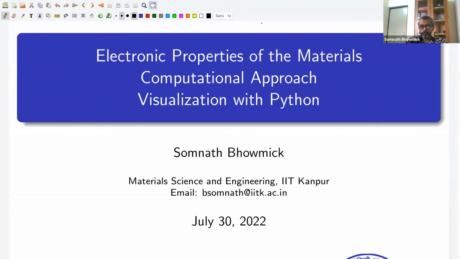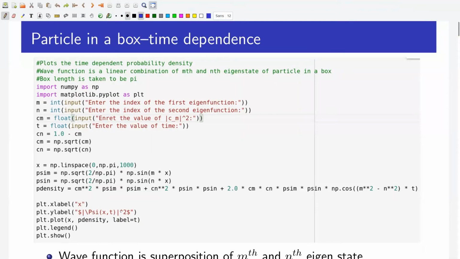Hello friends, in the previous lecture we have worked out some examples of visualization and simple analysis with Python. In this lecture we are going to continue on the same topic and solve some more examples. So far we have seen only examples of stationary states.